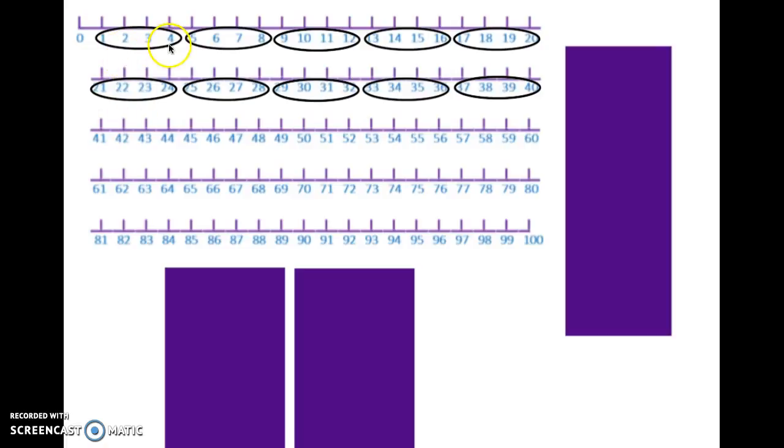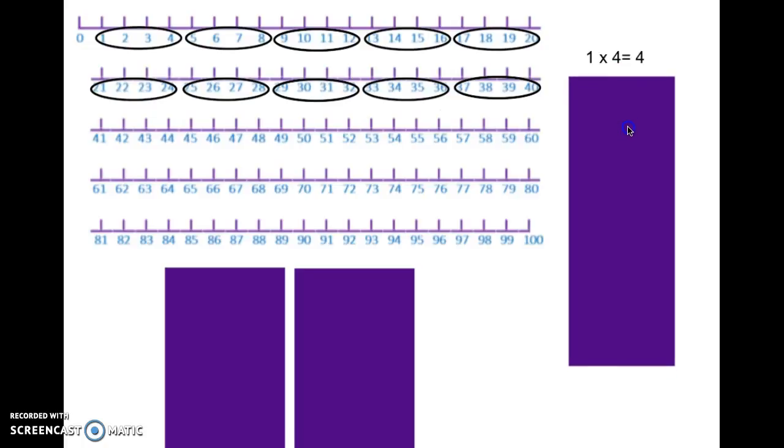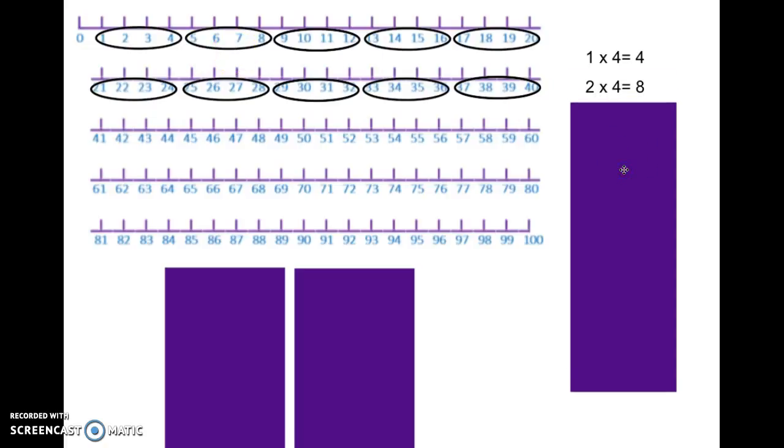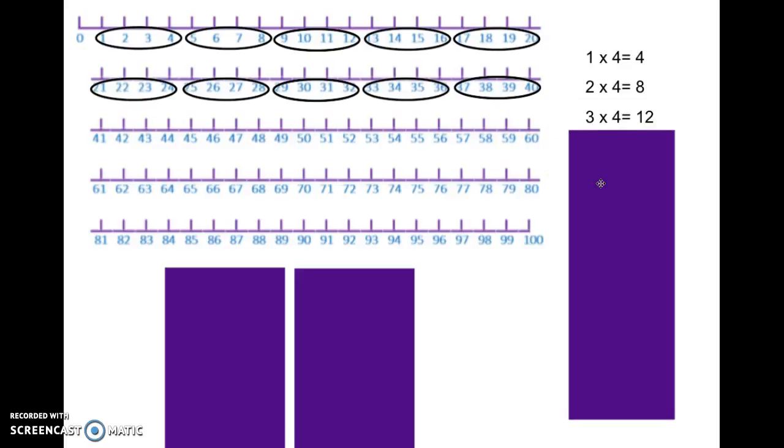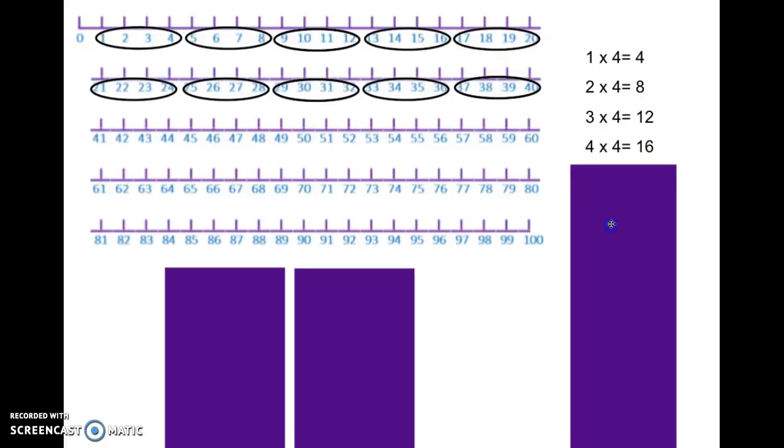And you'll see that I've circled our sets of fours, and we're going to go through each of the fours. So one set of 4 we would write as 1 times 4, which equals 4. Two sets of 4s is 2 times 4, which is 8. 3 sets of 4 is 3 times 4, which is 12. 4 sets of 4 is 4 times 4, which is 16. 5 sets of 4s is 5 times 4, which is 20.